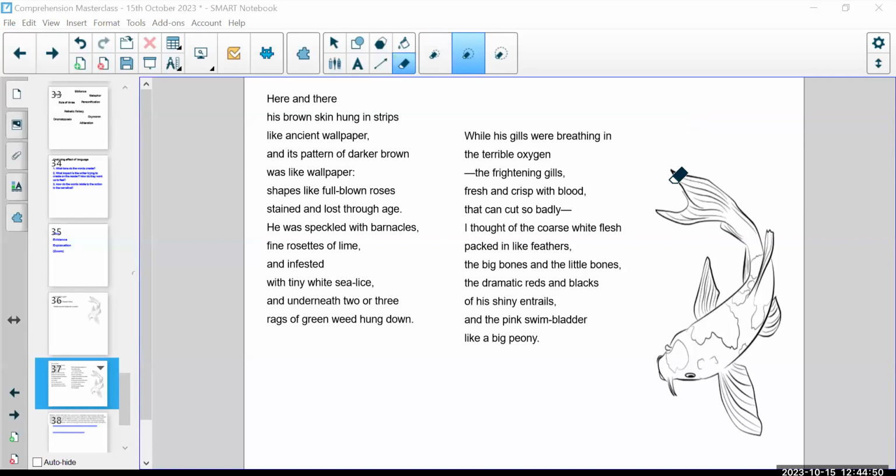Here and there, his brown skin hung in strips like ancient wallpaper, and its pattern of darker brown was like wallpaper. Shapes like full-blown roses, stained and lost through age. He was speckled with barnacles, fine rosettes of lime, and infested with tiny white sea lice. And underneath, two or three rags of green weed hung down. While his gills were breathing in the terrible oxygen, the frightening gills, fresh and crisp with blood that can cut so badly, I thought of the coarse white flesh packed in like feathers. The big bones and the little bones, the dramatic reds and blacks of his shiny entrails, and the pink swim bladder like a big peony.